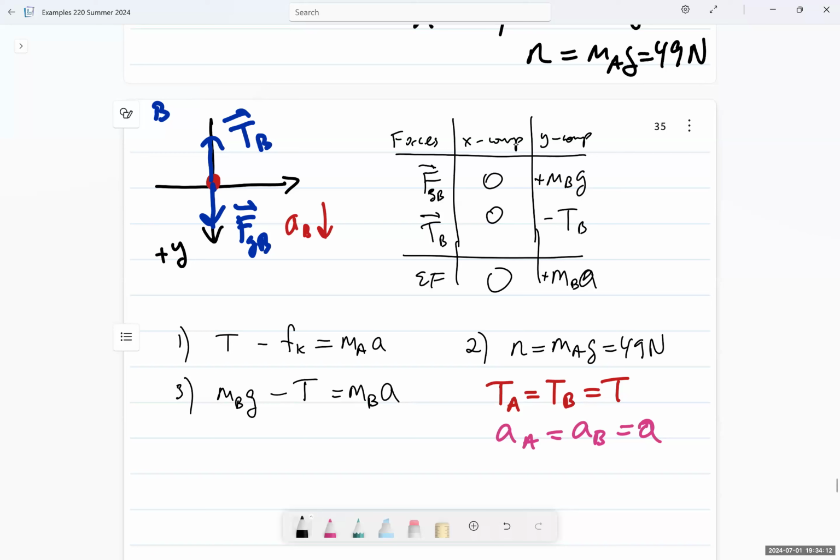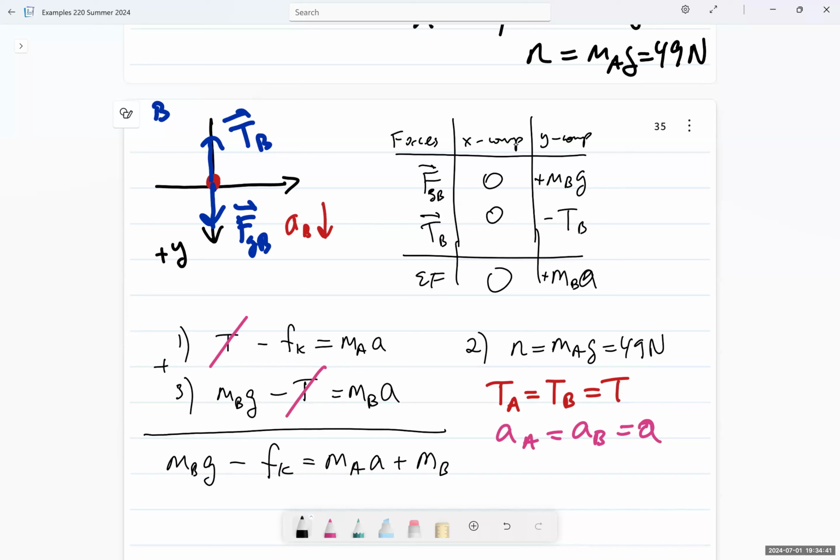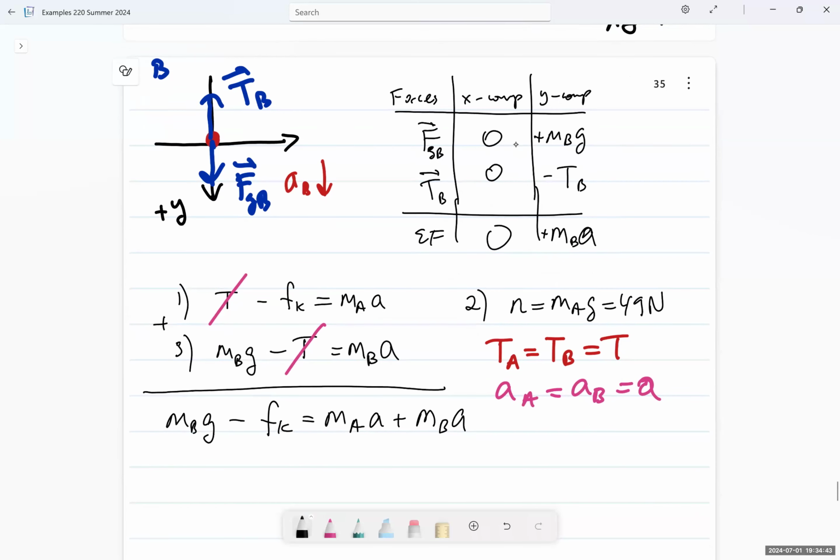And then what I can do is add these two equations together, 1 and 3. If I add equation 1 to equation 3, the tension is positive in equation 1 and negative in equation 3, so on the left side those cancel out. I'm going to have MBG minus F of K equals MA times A plus MB times A. I end up with that as a result.